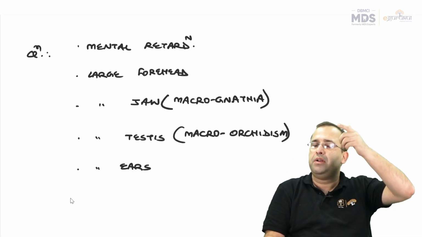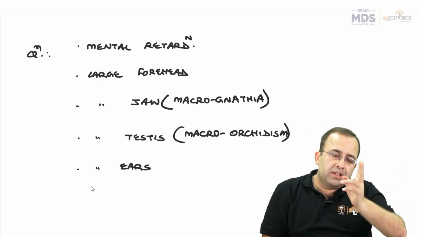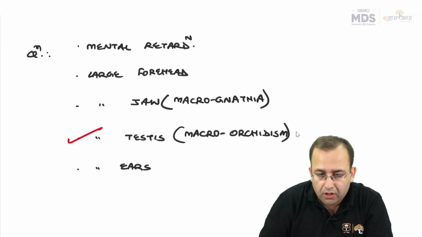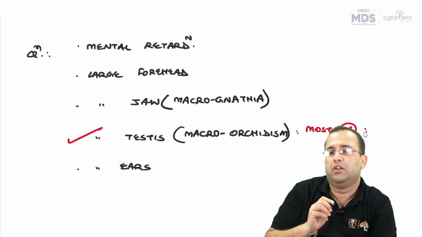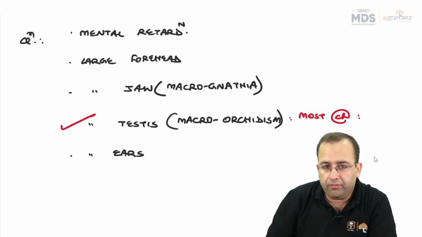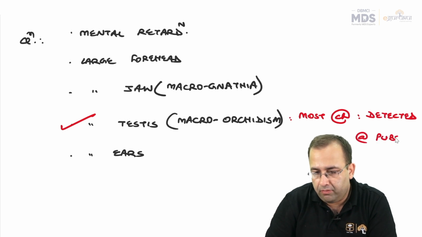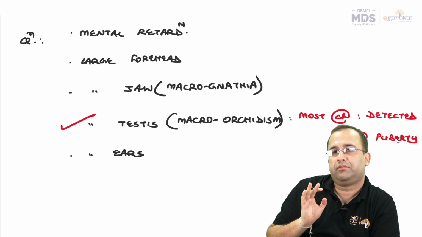These are your options. Can I say mental retardation? No. It was not even the most common. It was the second most common genetic cause of mental retardation. So the most characteristic feature is macroorchidism, which is detected at puberty.